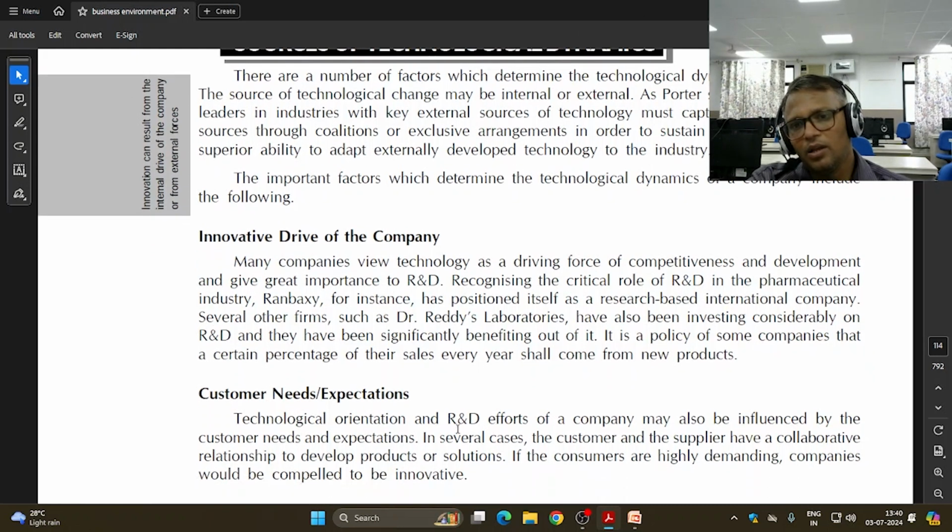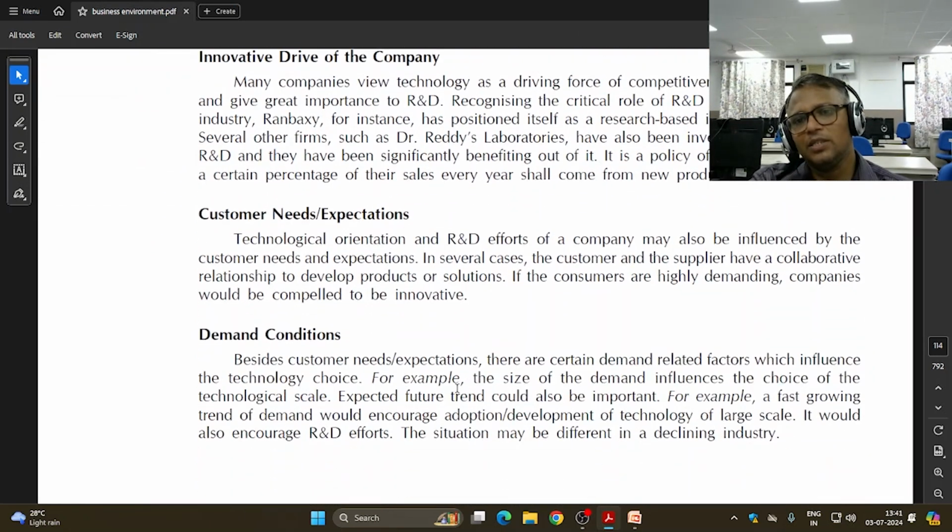Next, customer needs and expectations. The technological orientation in the R&D effort of the company is influenced by customer needs and expectations. In several cases, the customer and the suppliers have a collaborative relationship to develop products and solutions. If the customers are highly demanding, companies would be compelled to be innovative.